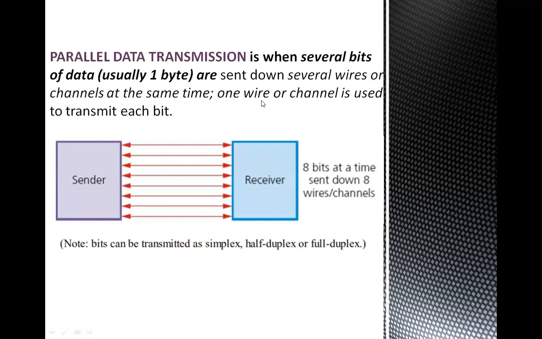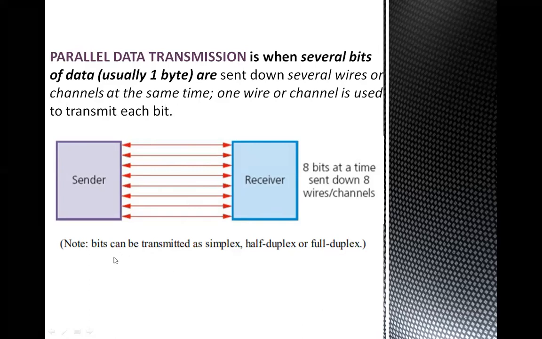Okay. Now this is parallel. As the diagram shows, and the same diagram is even in your book, parallel transmission is when several bits of data, usually a byte or maybe multiples of 8, again remember it's always multiples of 8, are transmitted, and they are sent down several wires or channels at the same time. One wire or channel is used for transmitting one bit. In parallel transmission we have several wires being used to transmit several bits of data, and every single wire is transmitting one bit. So if there are 8 bits here, these 8 bits will be traveling along 8 different wires. Is this clear?